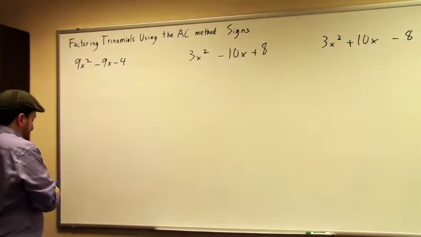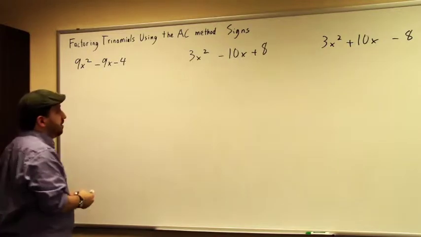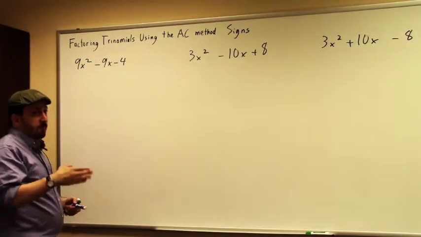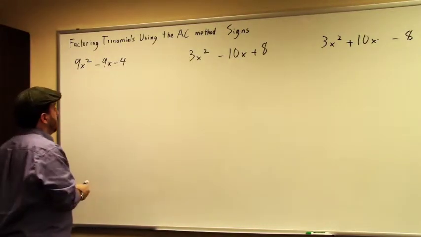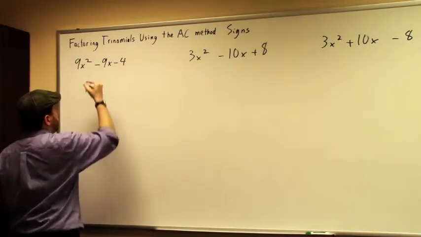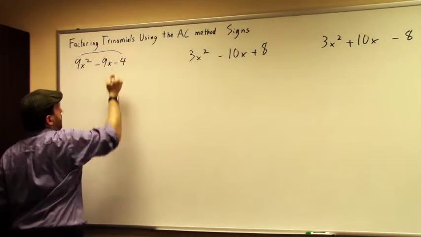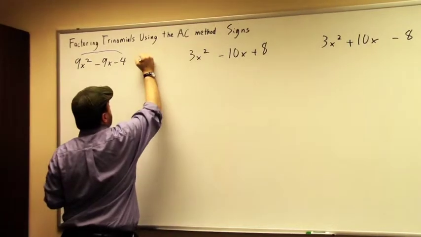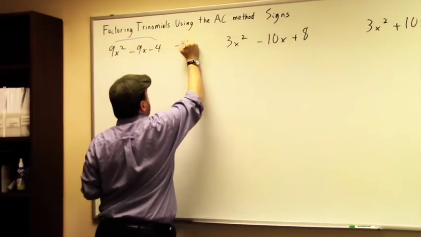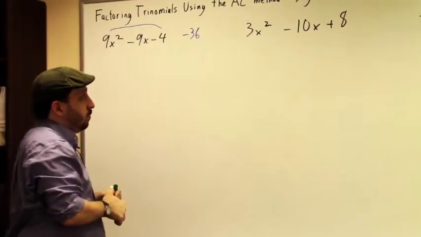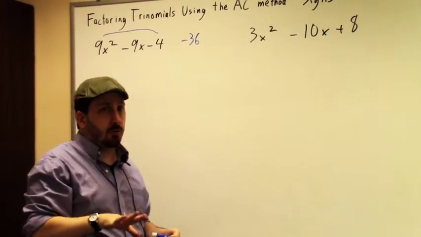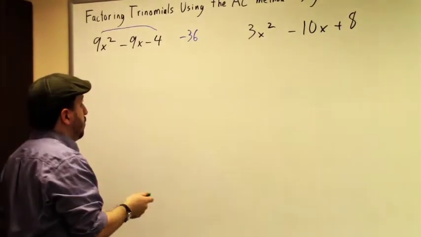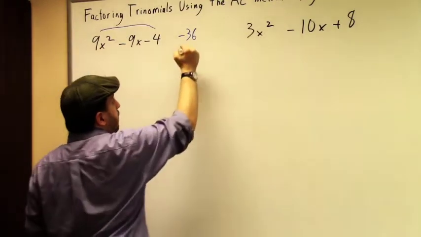So we're going to start with this one. And you're always going to start off this method by multiplying the first and the last digits together. So I'm going to do 9 times -4, like so. And that is going to give us -36. And you want to be really, really careful about that sign there. They're the most important part here right now.